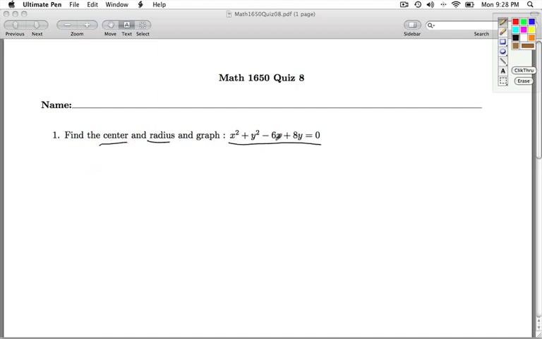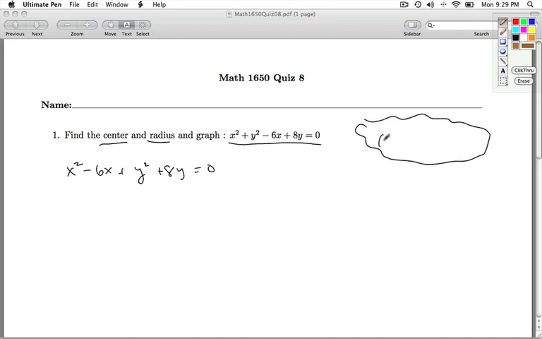First thing I'm going to do is group the x's together and the y's together. So I've got x squared minus 6x plus y squared plus 8y equals 0. And remember, we've got to keep our eyes on the prize here. The standard equation of the circle is (x minus h) squared plus (y minus k) squared equals r squared. So I need to complete the square on the x and y. So I'm going to go ahead and do that.